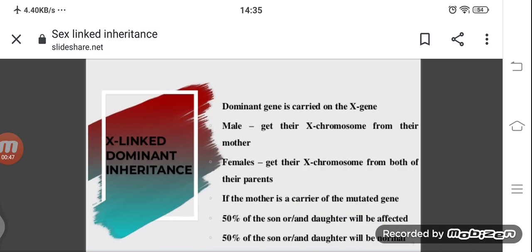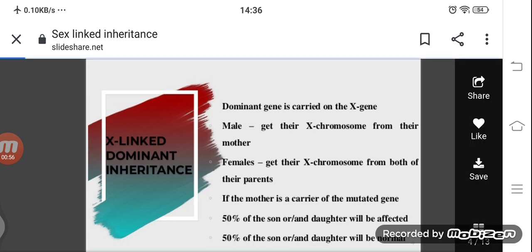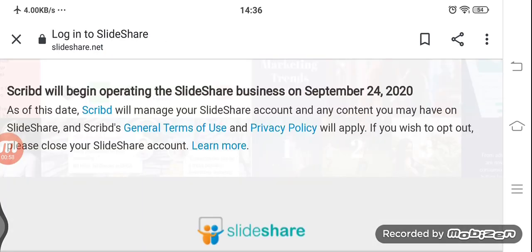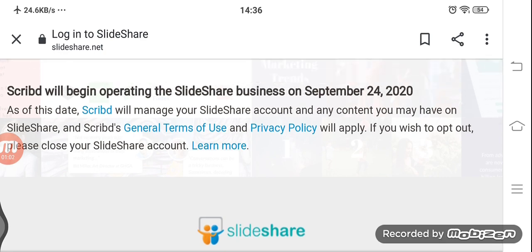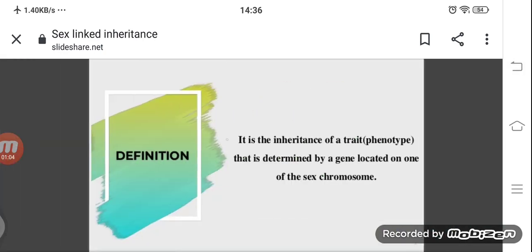So in here, what is the importance? How are sex-linked traits inherited? In males and females, they contain the XX and XY chromosomes. XX and XY chromosomes, that is how to identify them.